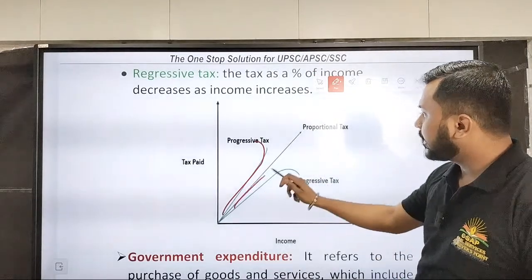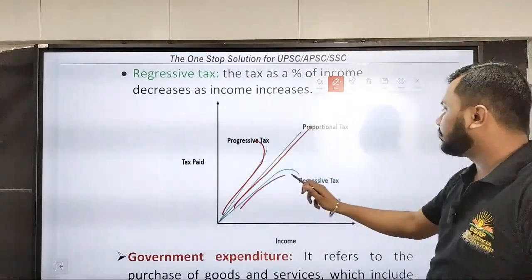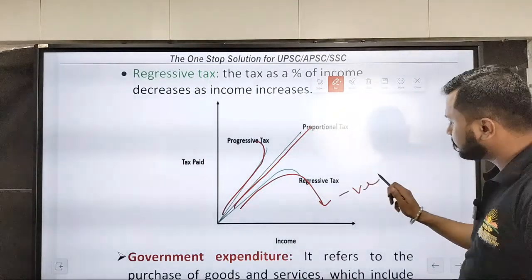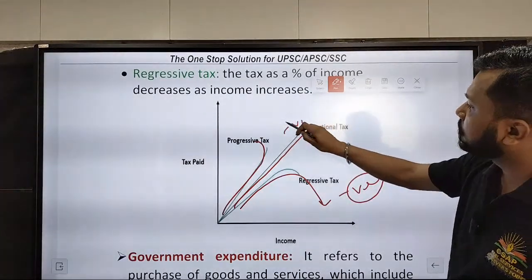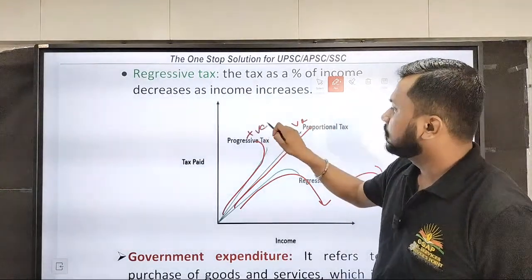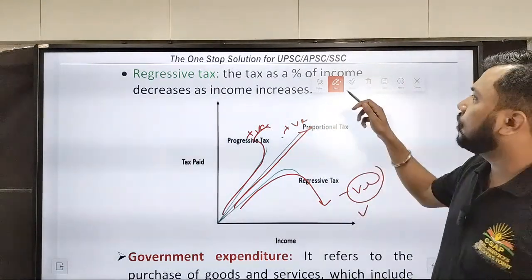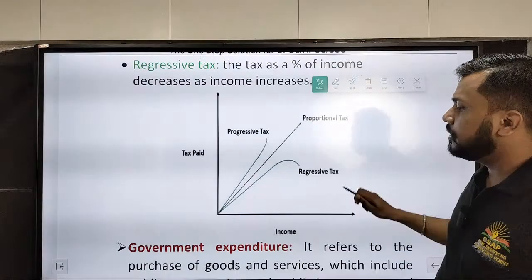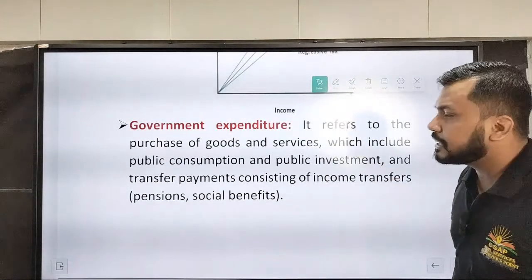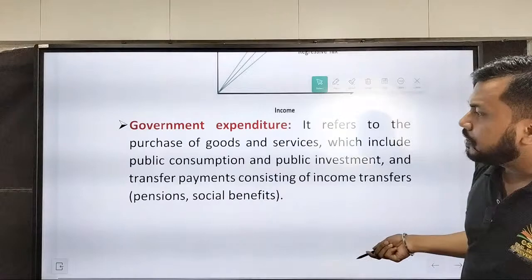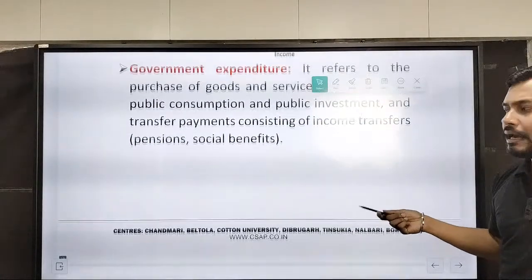This is a proportional tax, or a regressive tax, meaning it goes negative. These two are basically positive in nature. So that is the core aspect of this particular element, which is known to be the regressive tax. That's why there is government expenditure: revenue expenditure as well as capital expenditure.